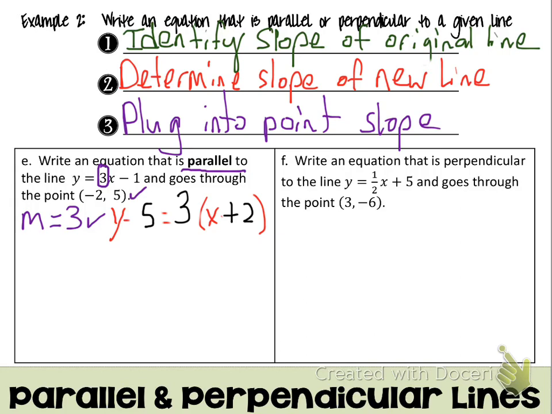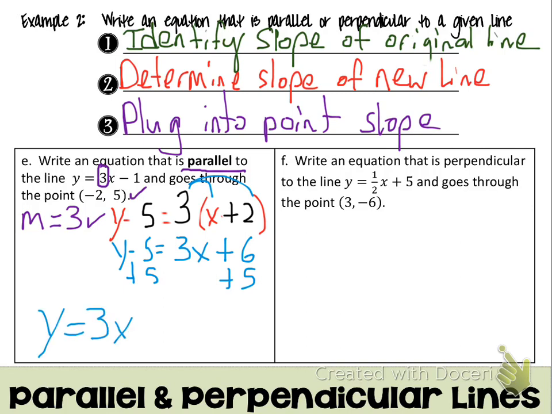Let's go ahead and solve that for y. So I'm going to distribute. It's going to be 3x plus 6. Then copy. And then to get rid of the -5, I'm going to +5. So my equation will be y equals 3x plus 11. And they are parallel. I have a slope of 3. My original slope is 3. New slope 3. Original slope 3.